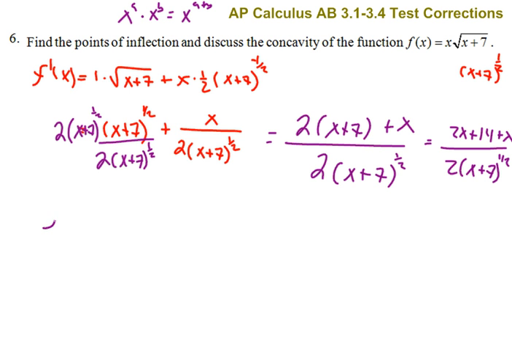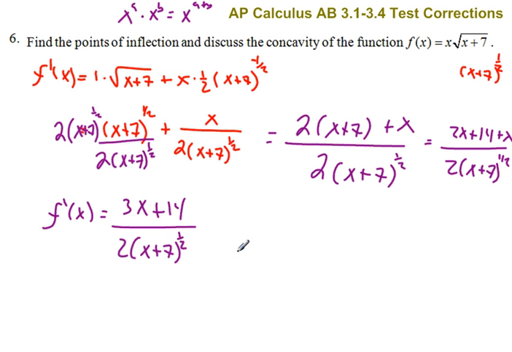So last but not least, f prime then is going to be (3x + 14) all over 2 times (x + 7) to the 1/2. Okay, cool beans right there. All right, so we found the first derivative. We're halfway with finding our primes. So now we want to go ahead and find the second derivative.